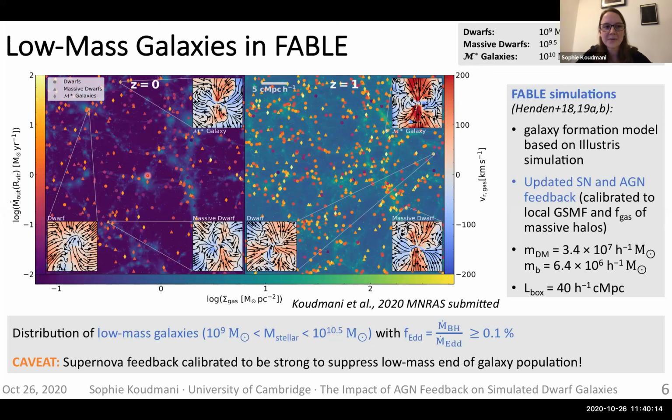However, before we start off with the proper analysis of the FABLE galaxies, there's one important caveat to mention, which is that, like most cosmological simulations, in FABLE the supernova feedback has been tuned to be extremely strong to suppress the low mass end of the galaxy stellar mass function. But like I mentioned earlier in the introduction, strong supernova feedback significantly suppresses black hole growth, which then means that also the black hole luminosities are going to be suppressed, and therefore the impact of the AGN feedback. So what we've really got here with FABLE is a bit of a worst case scenario in terms of impact of AGN on low mass galaxies. So this is something to be kept in mind.